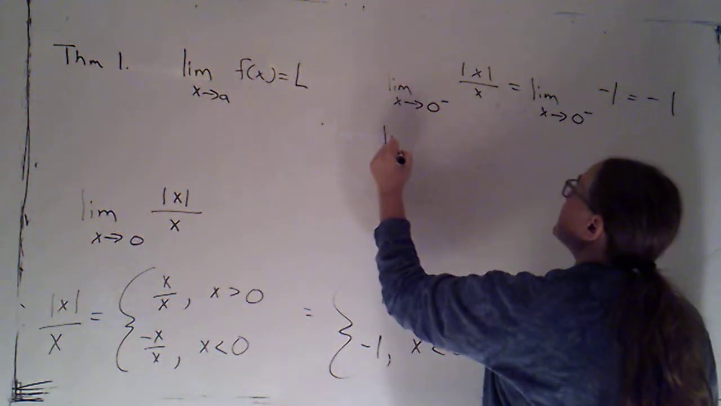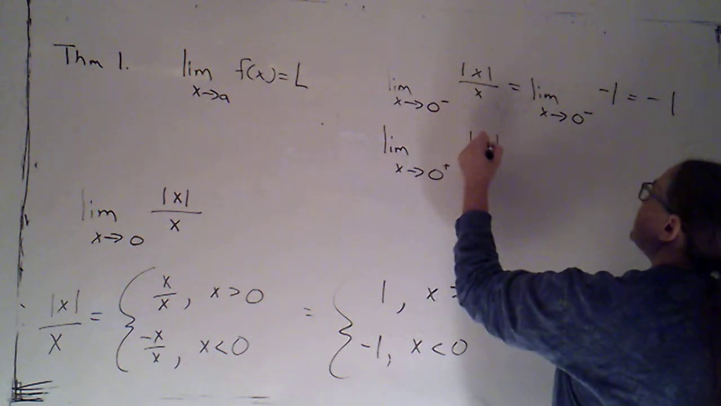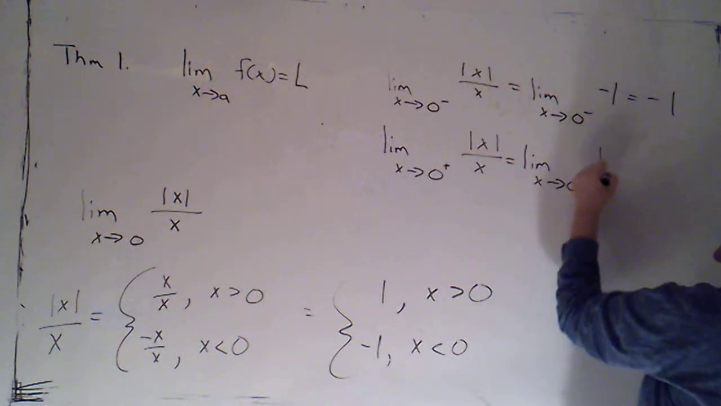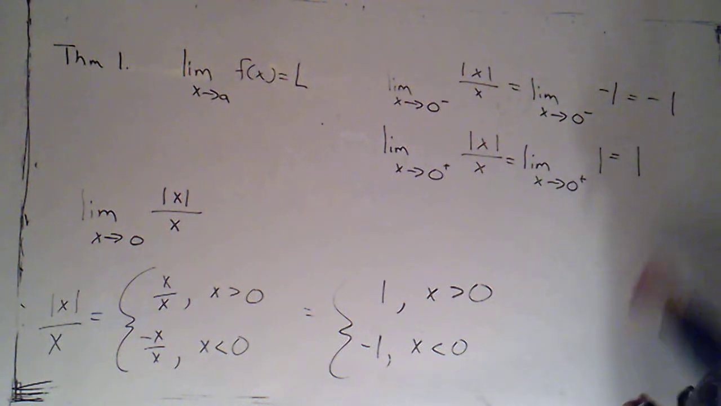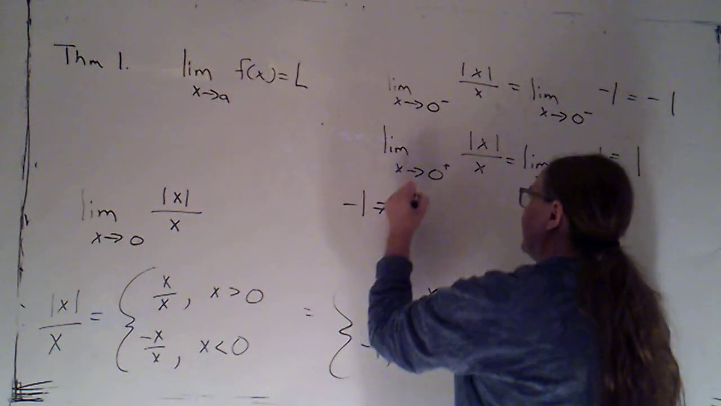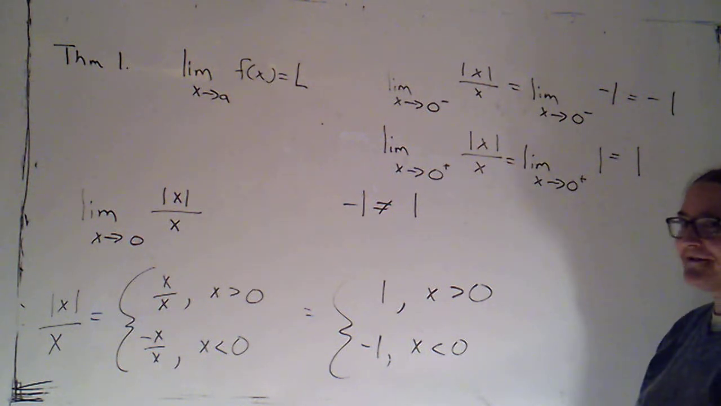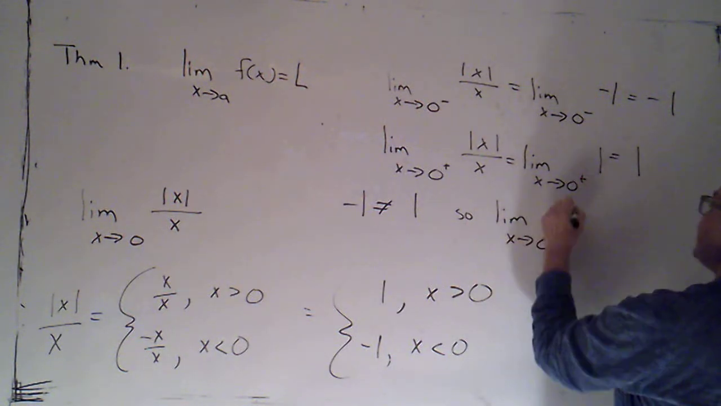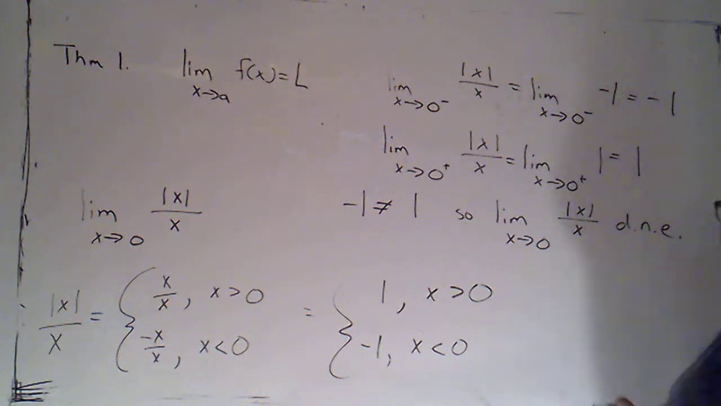And then I can say the limit as x goes to 0 from the right of the absolute value of x over x. That's just the limit as x goes to 0 from the right of 1. Again, the limit of a constant is that constant. But now I can see these two one-sided limits are different. So I get to make this brilliant observation that -1 and 1 are different numbers. And then I can say, so the two-sided limit as x goes to 0 of the absolute value of x over x does not exist.